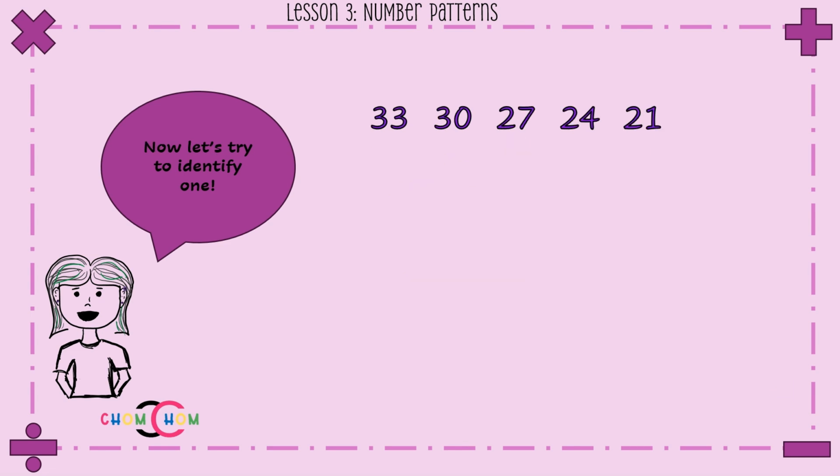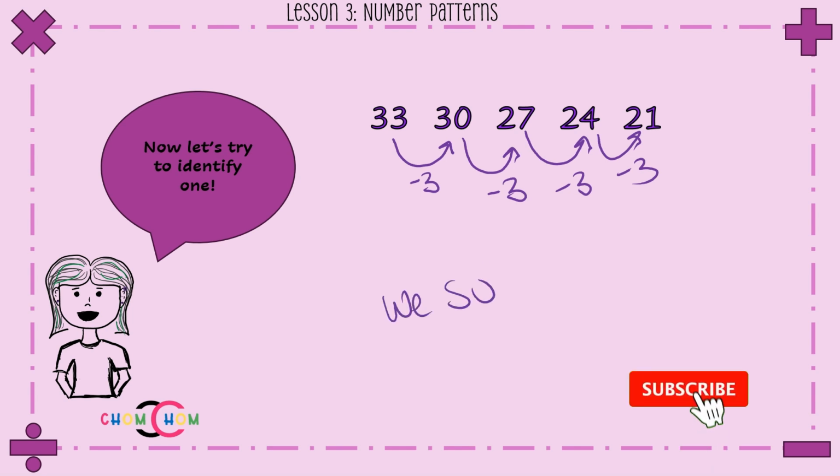Now let's look at this one. So we went from 33 to 30. So we subtracted 3. We took away 3. Then we went from 30 to 27. So we subtracted 3 again. And then we went from 27 to 24. We subtracted 3. And then we subtracted 3. So each time we subtract 3.